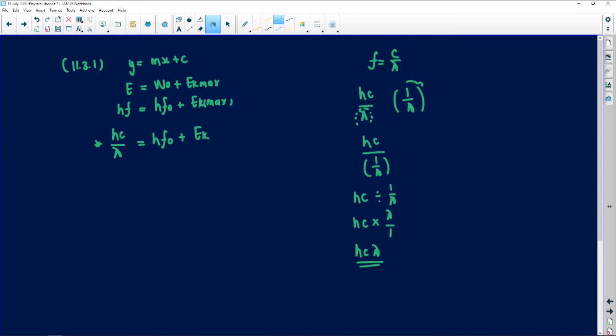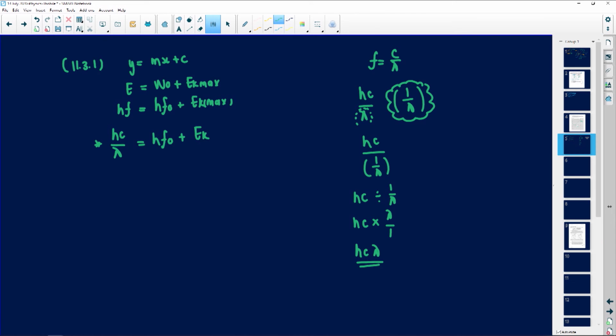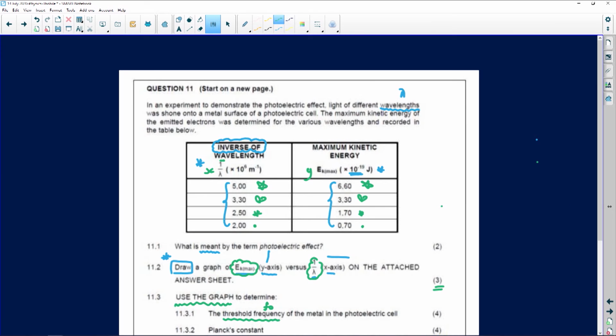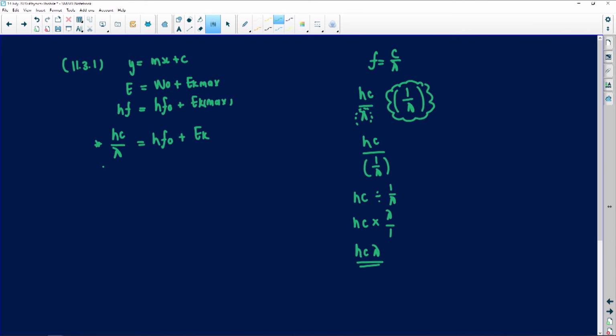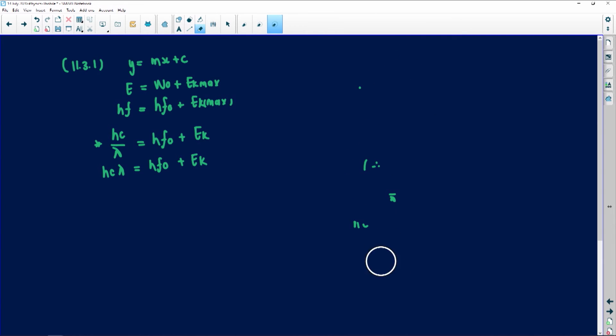The only tricky part that you needed to figure out here was that we're using the inverse. Where did you get that, you ask? Remember, they gave us the inverse here. So I just had to do the tip and tap there. Okay, so let's continue. So here I'm going to end up with hc lambda gives me hf0 plus EK. Let me just take all of this off. Now we're going to start plugging in what we're given.